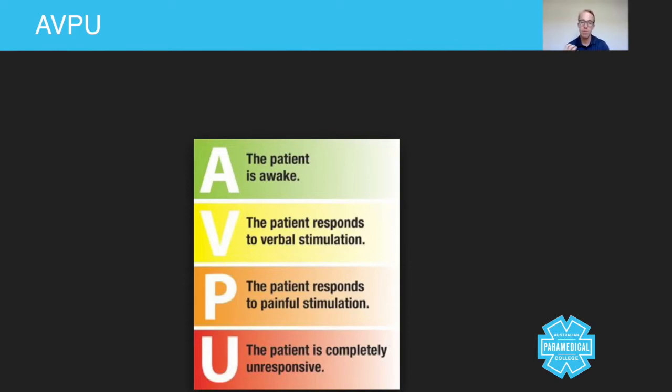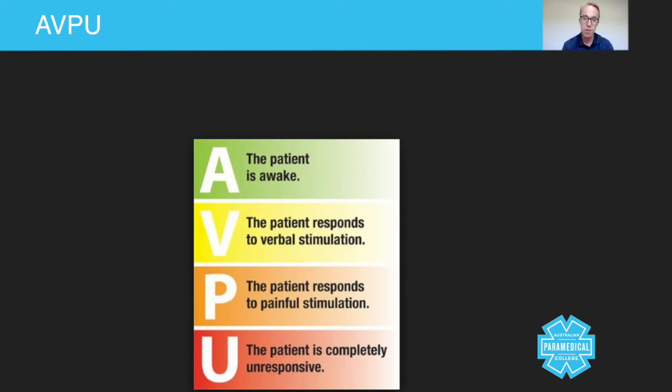V, the patient responds to verbal stimulation. So your patient is in a semi-conscious state. They're not really fully alert, and their head is kind of nodding. Maybe they've had some trauma, maybe they've had alcohol and drugs, maybe they're having some kind of hypoglycemic attack, maybe they're having some kind of cerebral episode. But you approach the patient, you say, hello, ambulance, and they look at you, and therefore they're responding to verbal stimulus. Then that's a V on the AVPU scale.